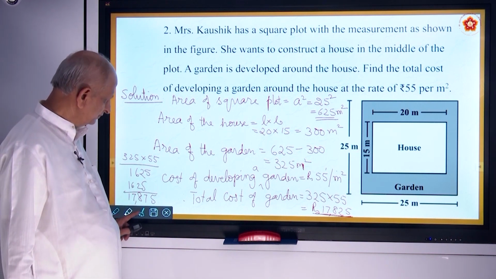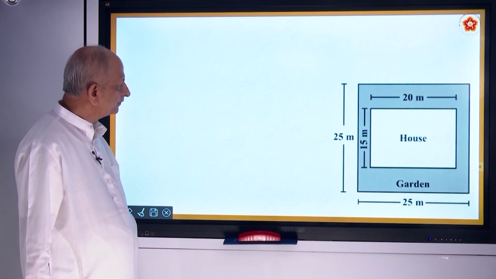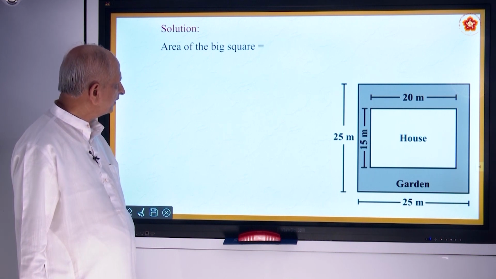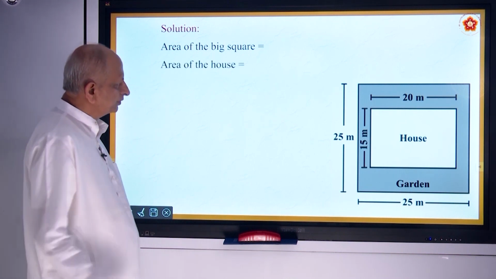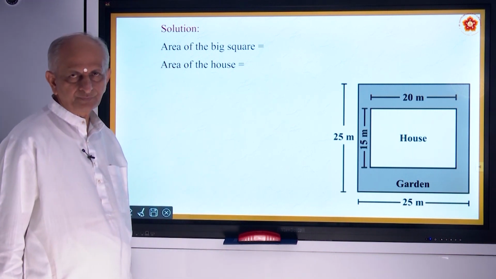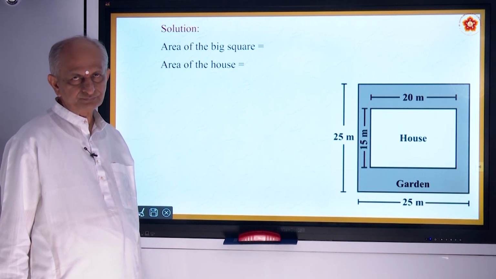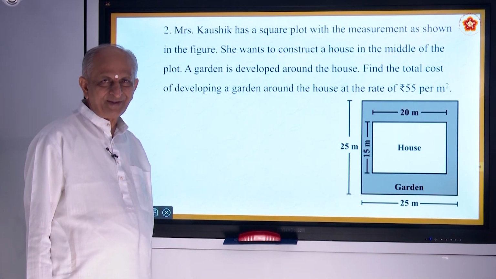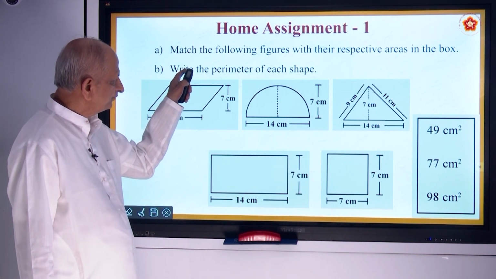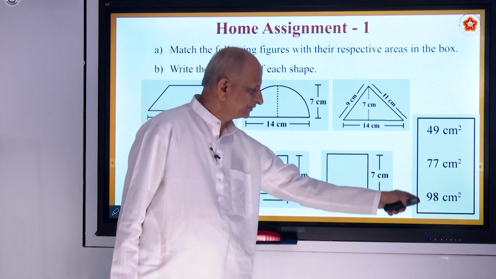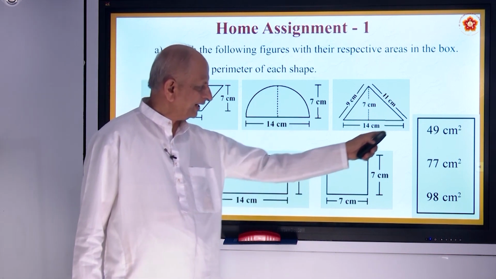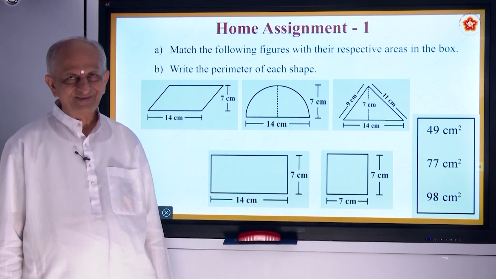Shall we see some home assignment? Okay, note it down. This is the same thing that you have done now. So area of the big square. Now we will see the home assignment, correct? Match the following figures with their respective areas in the box. Here is a box given. You might find the areas of all these and you have to match it here. Will you do it? Okay.